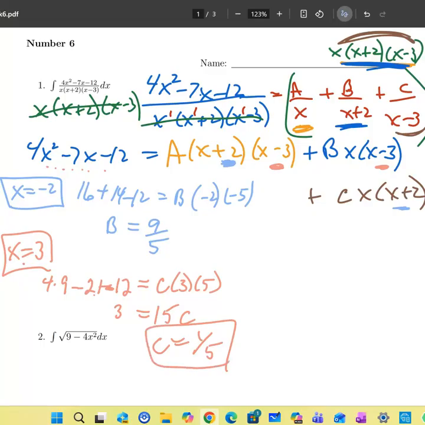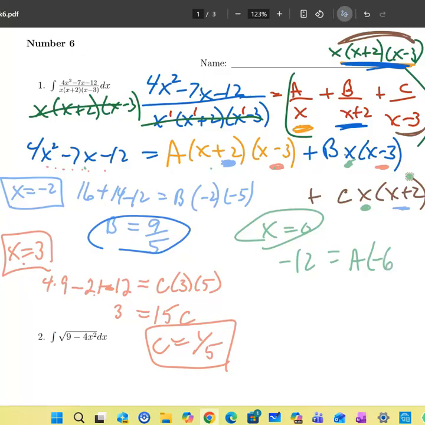Okay, so I've got 2 of my numbers, right? So then I need to go figure out what the third number is, and I'm going to plug in x equals 0, because if I plug in x equals 0, both of those terms go away. So plug in x equals 0. So from this left-hand side, I get -12 equal, and plug in x equals 0. What am I left with here? a times -6. And so then I get a is 2. Okay, so those are my 3 numbers.